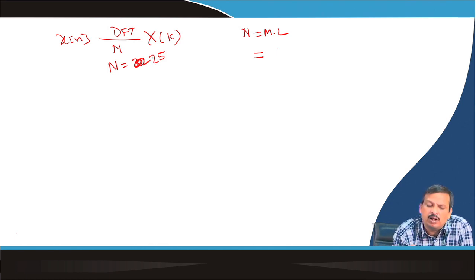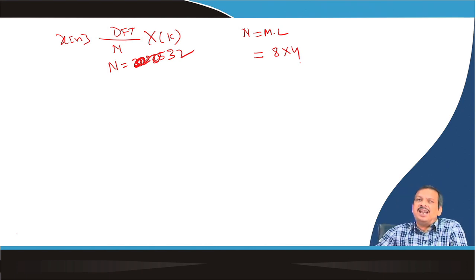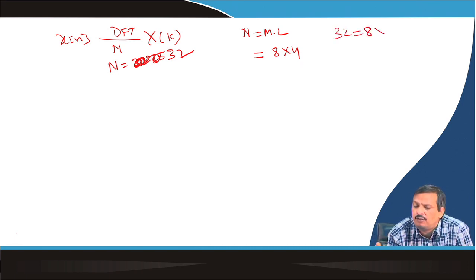So instead of equal, I want to take, let's say, 32. 32 can be expressed as 8 into 4. So N is equal to 32, 32 is equal to 8 into 4. So I can say M is equal to 8 and L is equal to 4.